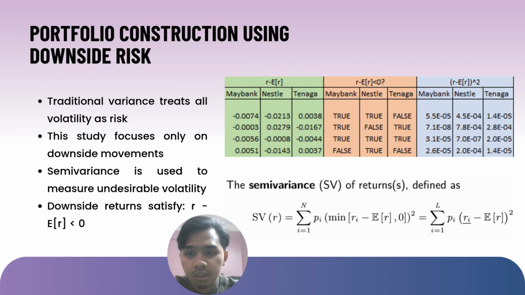Traditional portfolio theory uses variance, where both upside and downside volatility are treated as risk. However, this study focuses only on downside movements using semi-variance. Returns below the mean return were identified as downside returns, as shown in the Excel table. Only these negative deviations were included in the semi-variance calculation.